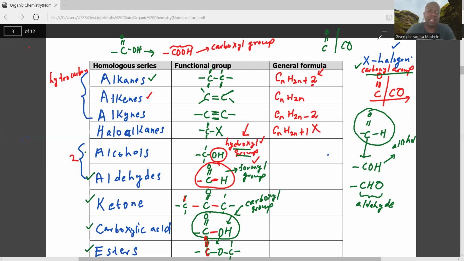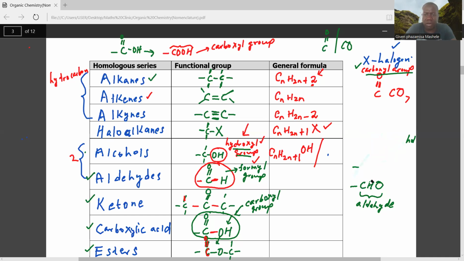Then how about alcohol? Alcohol is much related to halo-alkane. It's CnH2n+1 with the OH. But in other books, we can still write this differently, because there's a hydrogen atom there. You must be able to know both general formulas. If we take the hydrogen atom and add it onto the formula there, this can also be written as CnH2n+2 then O. Because we have taken the hydrogen atom and added it there, it's going to be this.